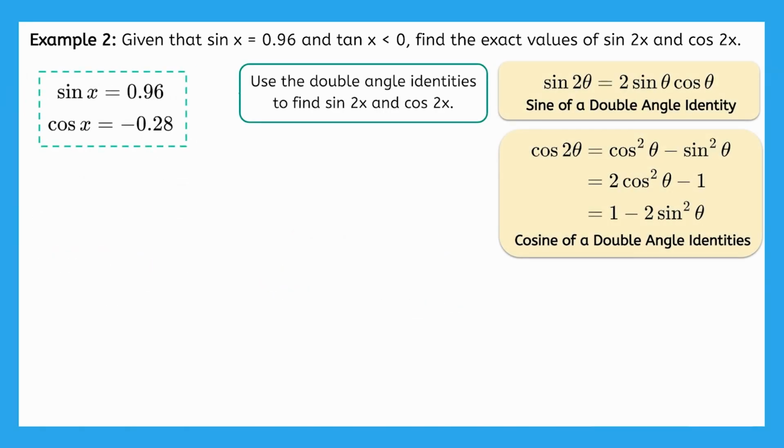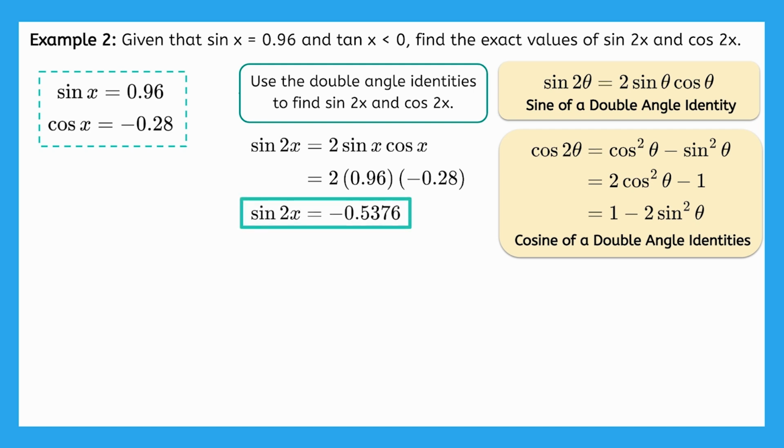Now that we have sine and cosine of x, pause the video and calculate sine and cosine of 2x. By the double angle identity, sine of 2x equals 2 sine x cosine x. Substituting 0.96 for sine and negative 0.28 for cosine, we get that sine of 2x equals negative 0.5376.